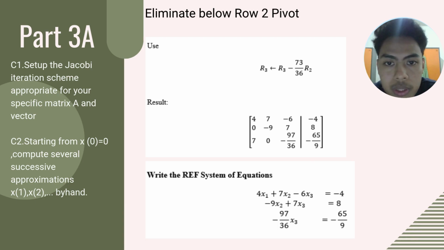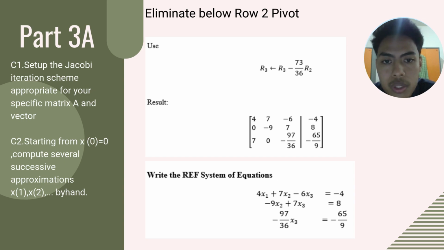We continue simplifying the augmented matrix by eliminating the element below the row pivot. Using elementary row operations, we apply the operation R3 = R3 - (73/36) R2 to eliminate the value under the pivot in the second row. After performing this operation, we obtain a new augmented matrix where the system is now closer to row echelon form. From this matrix, we can write the corresponding system of equations.